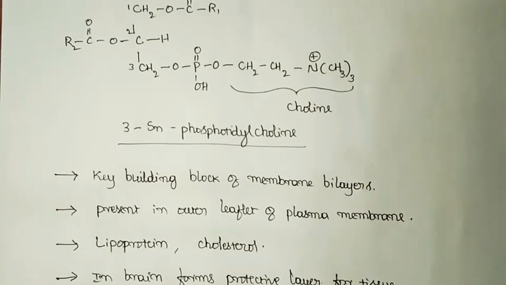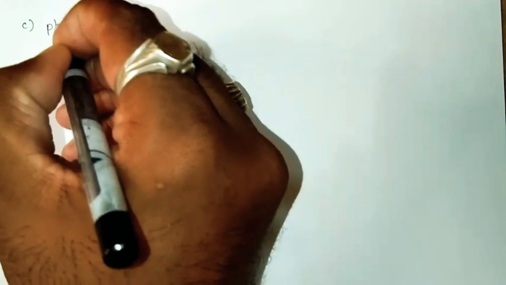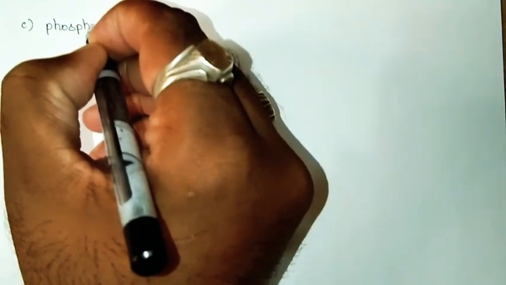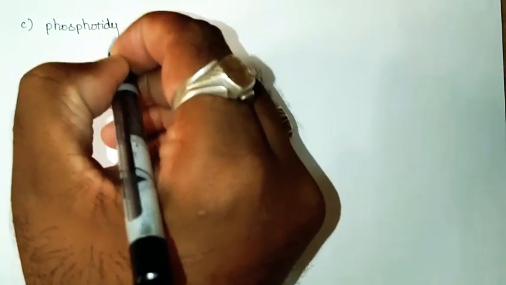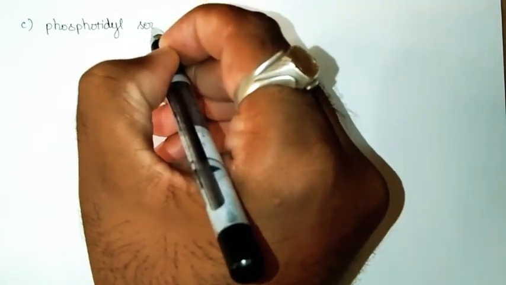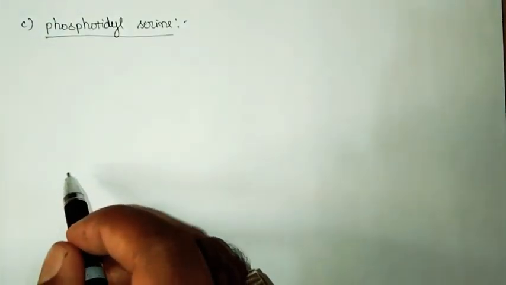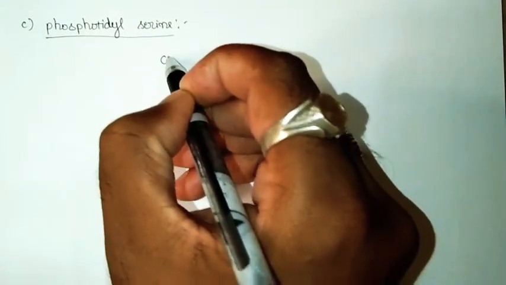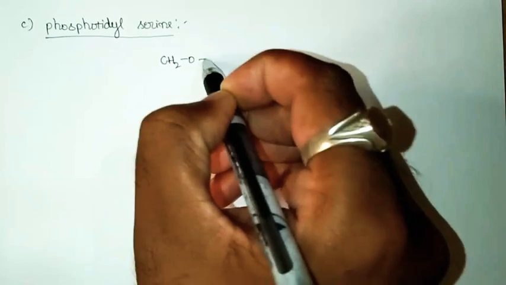And now we shall go with the next example of phosphoglyceride, number 3, phosphatidyl serine. We know that serine is one of the amino acids. And now we shall see the structure of this phosphatidyl serine.